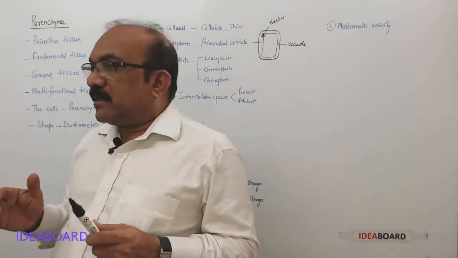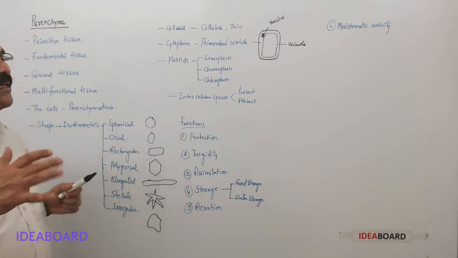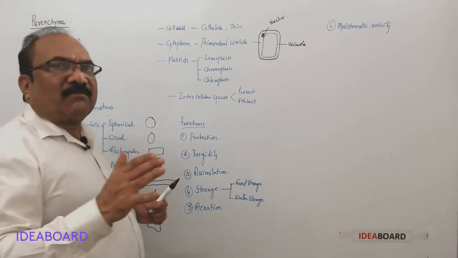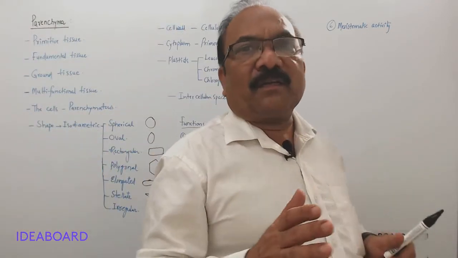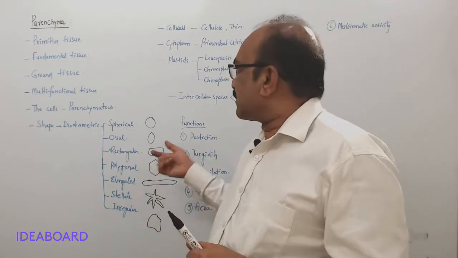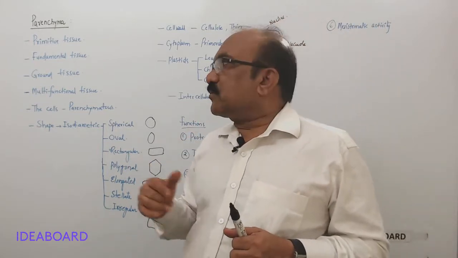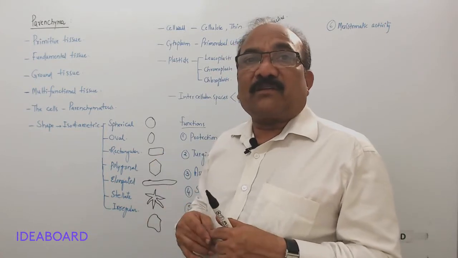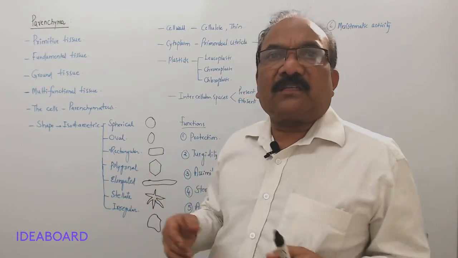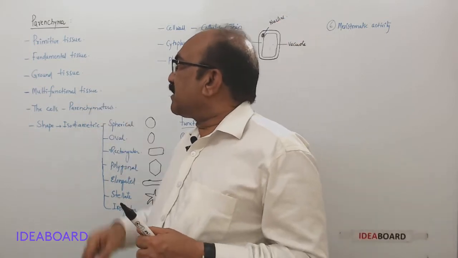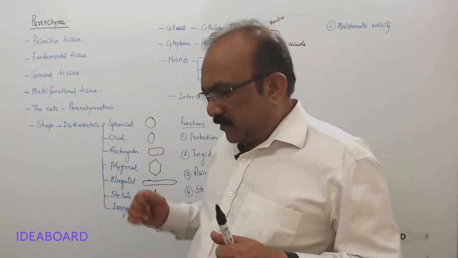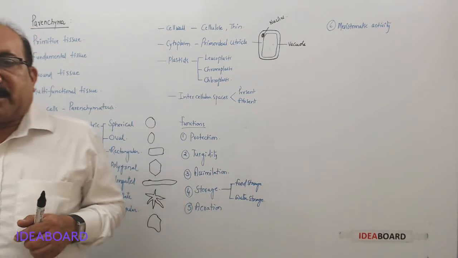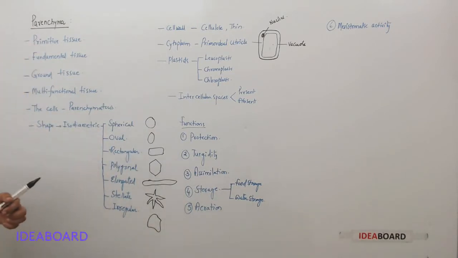Okay, and remember, the parenchyma at different places is not performing the same function; it is performing different functions, which we will discuss under functions. It is not confined to one or two functions; it performs many functions. That's why it is a multifunctional tissue. Now, parenchyma is the name of the tissue, and the cells in that tissue are called parenchymatous cells.